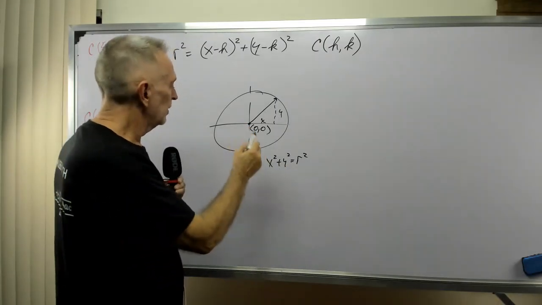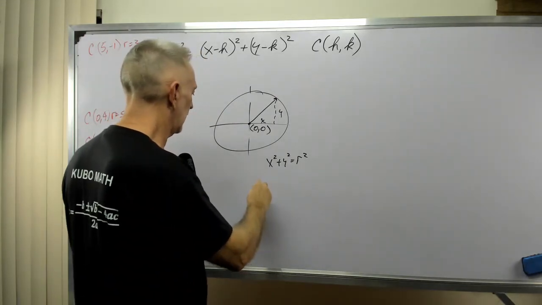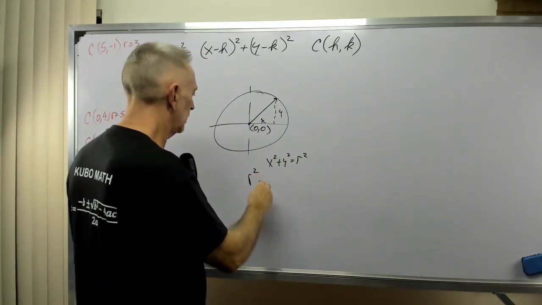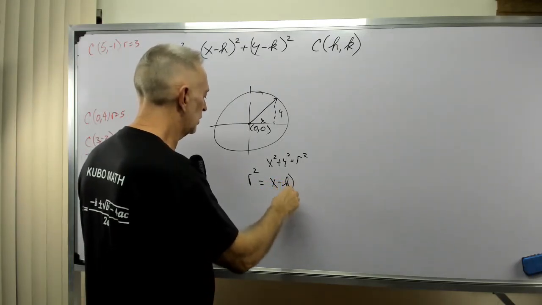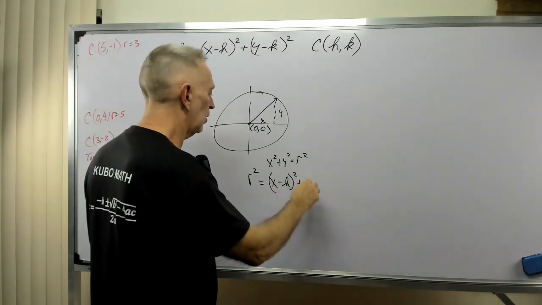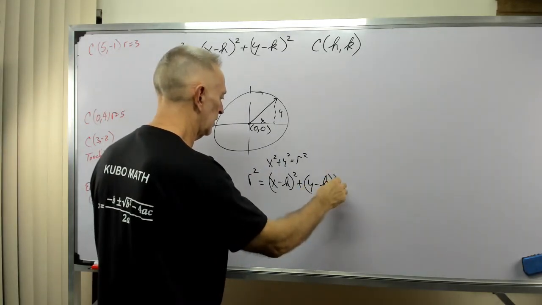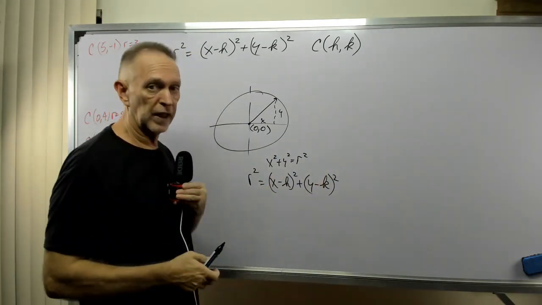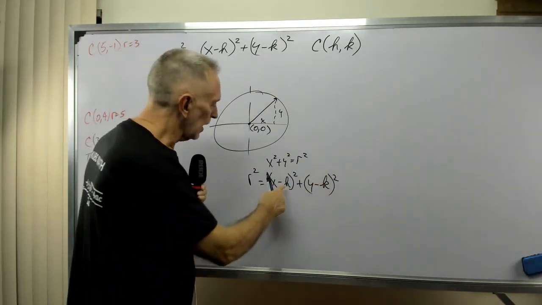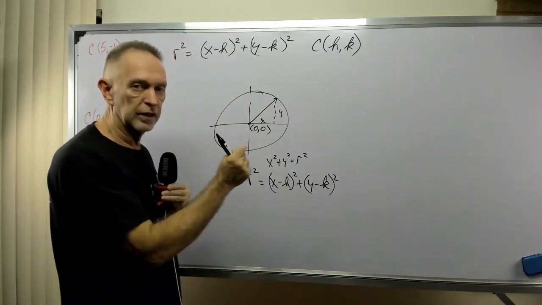Really, there's an additional piece of that formula. Really, it's stating that r squared equals x minus h squared plus y minus k squared. That equals r squared, or r would be the square root of that, okay? Where h and k are the center coordinates.